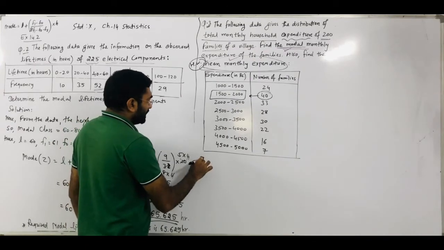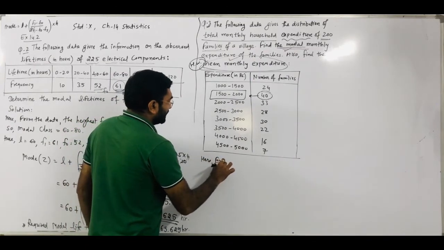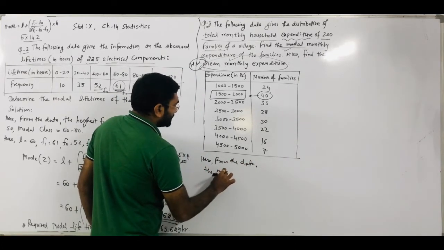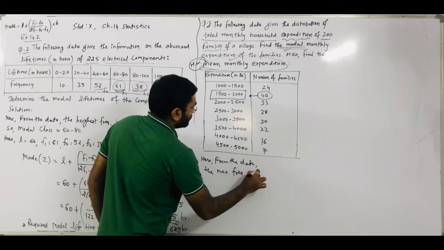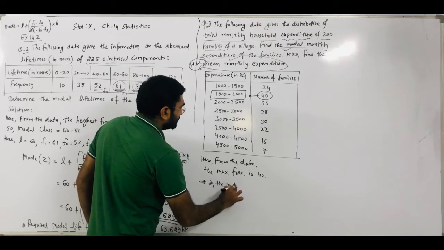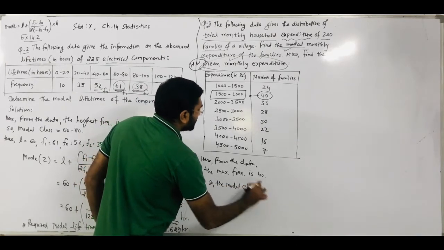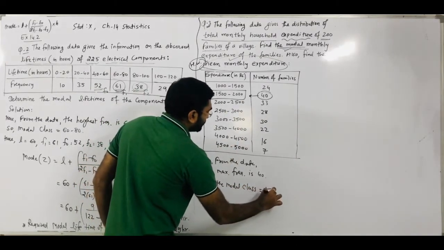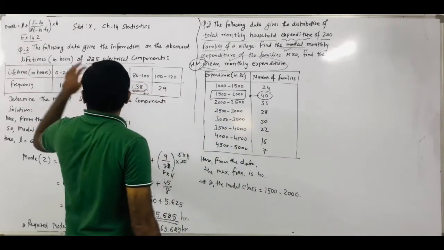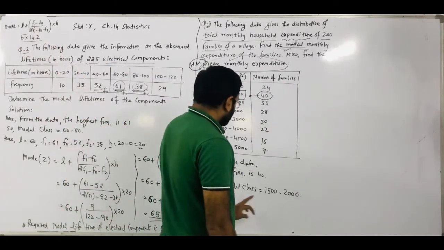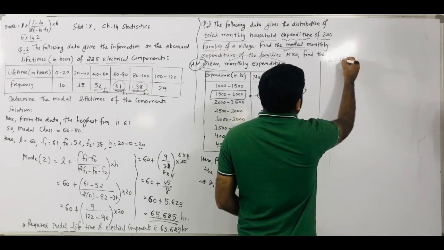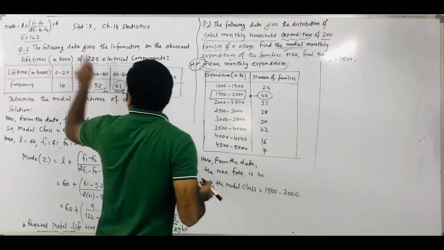So here we have to mention from the data, the maximum frequency is what? Maximum frequency is 40. So the modal class, its corresponding class, is 1500 to 2000. Right? Now whatever value we require in the equation, we find from this modal class. Its lower limit L is 1500.